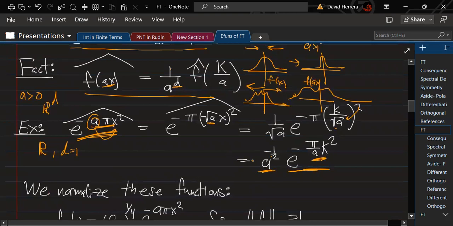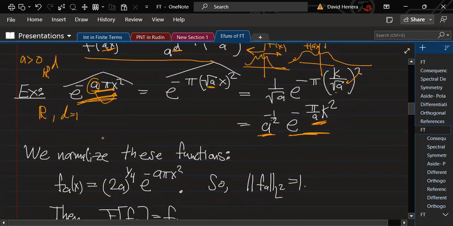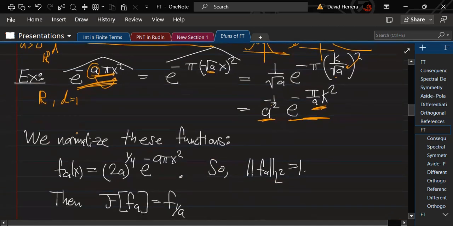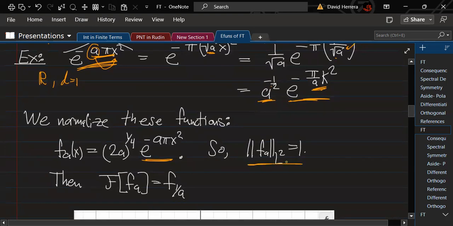In order to do this in a nice way, we're going to normalize these functions. So we're going to normalize them so they have L2 norm 1. So their L2 norm is 1. I already did the work for this. So you can just say f_a of x is this Gaussian here, multiplied by 2a to the 1/4. And then you can show that its L2 norm is 1.